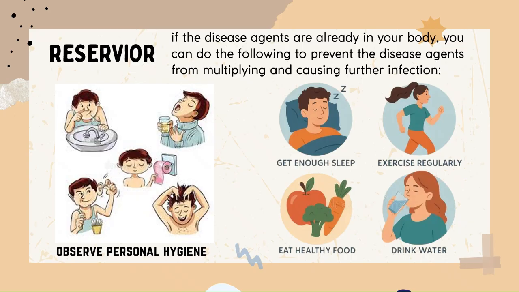Next, eating healthy food to boost your immune system. Of course, you need to eat your go, grow, and glow food. Getting enough rest and sleep. Exercise regularly to keep your body strong. Always remember, a clean and healthy body makes it harder for germs to survive and multiply.